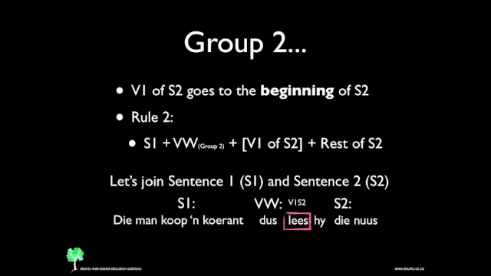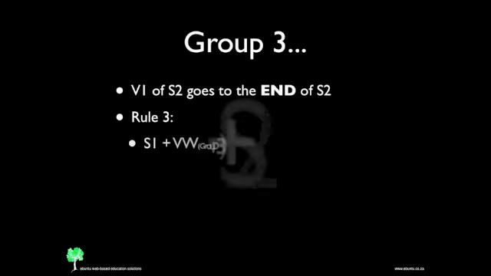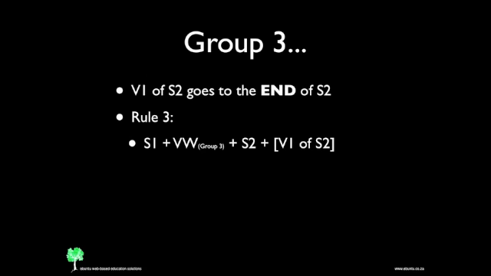Alright, now when we move to group 3, verb 1 of sentence 2 goes to the end of sentence 2. So the rule, again looking all maths-like: sentence 1 plus VW in group 3 plus S2 plus V1 of sentence 2. So verb 1 of sentence 2, in other words, goes to the end of sentence 2.